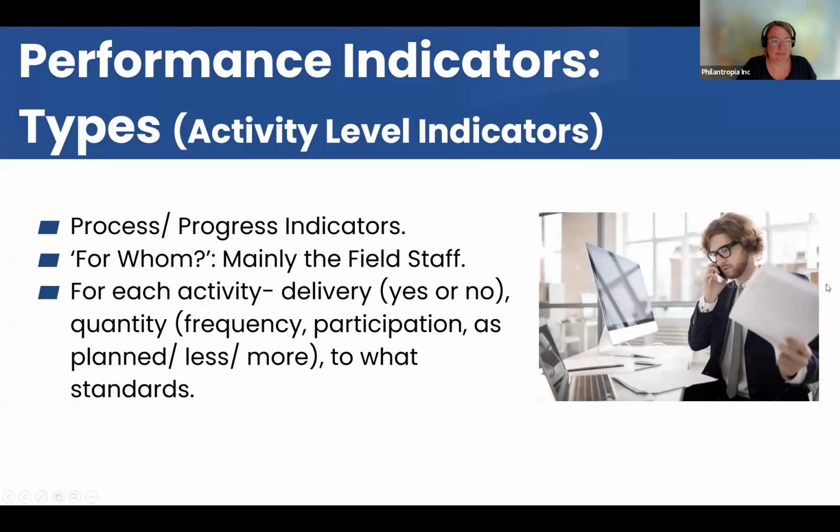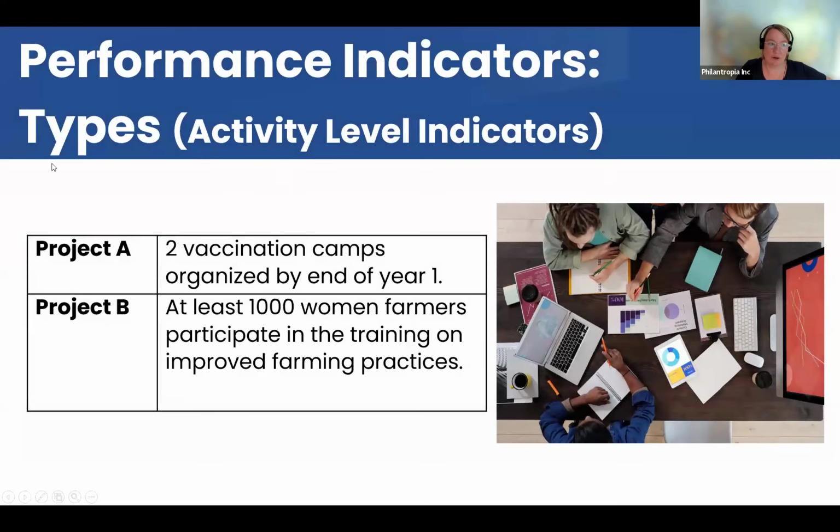And then the very, very bottom at activity level, those are things that just did the activity happen, yes, no. How many people came, how many attended, etc. So those are process or progress indicators, just kind of ticking the boxes if you did what you were supposed to do at the very, very bottom level of this kind of pyramid. So here, again, 2 examples, 2 camps organized, 1,000 women participated. So those are at the activity level.